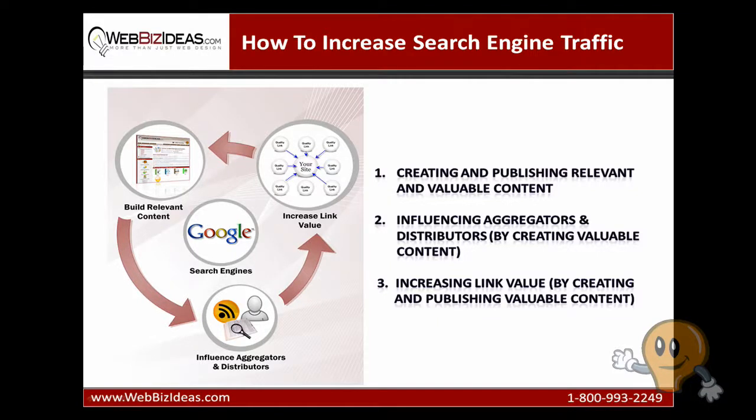In the first video of this series, Improving Search Engine Rankings, we discussed how to create relevant content. Step 2 in increasing search engine traffic is to influence aggregators and distributors of information. You do this by using the relevant content we discussed in Step 1.